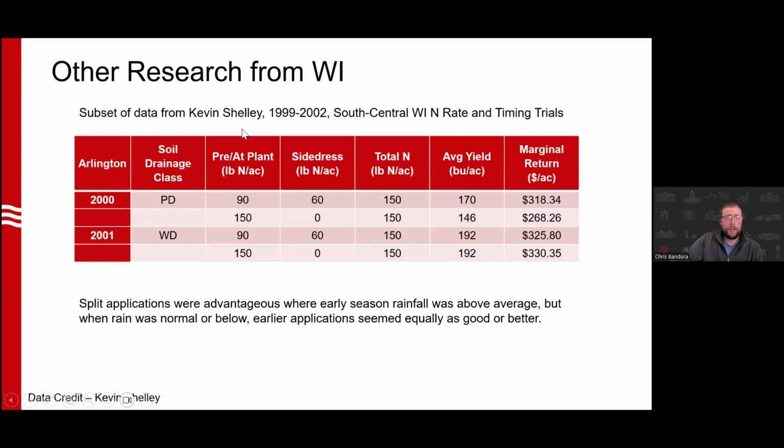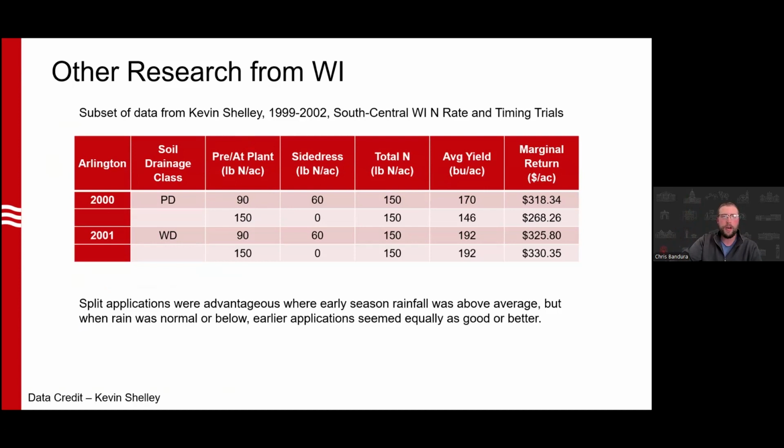Last little bit of data we'll share is from Mr. Kevin Shelley from South Central Wisconsin. This is some older data, and it's cool to see that we're all still looking at nitrogen rate and timing and trying to figure it out. But these 3 data sets all had a very good story to tell, focusing on really drainage class and texture, right?